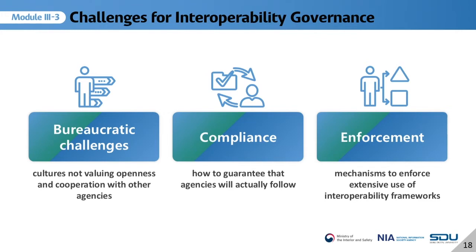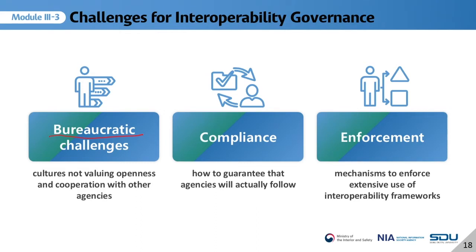Interoperability is also an issue of governance, but there are many challenges for interoperability governance. Three challenges are more important than others. The first challenge is the bureaucratic challenge. Bureaucratic cultures sometimes do not value openness and cooperation because public agencies sometimes resist innovative changes and also interoperability across other agencies.